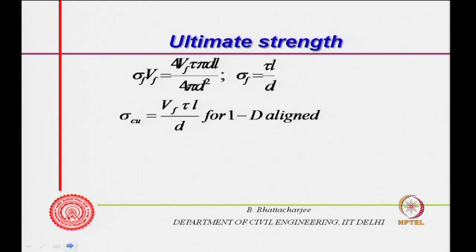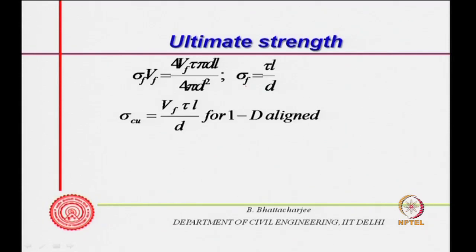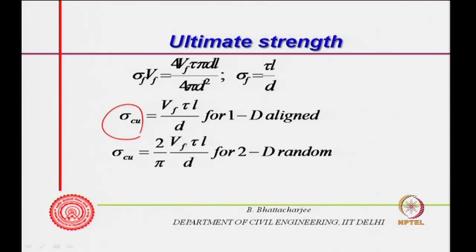So, sigma cu, the composite strength, can be written in terms of sigma f into V f, and the stress in the composite is V f tau L by d, because sigma f is this for 1 d aligned. For 2 d aligned, V f is for aligned fibers; this is the effective number of fibers.